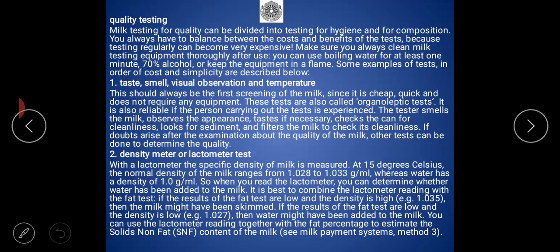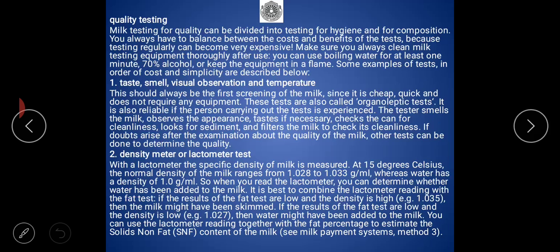You can use boiling water for at least 1 minute, 70% alcohol, or keep the equipment in a flame. Some examples of tests in order of cost and simplicity are described below.